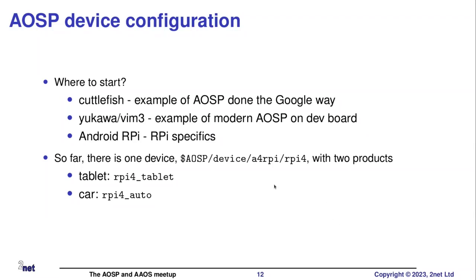So right now we have device A for RPi. This is Android for Raspberry Pi. I'm not hugely pleased with this, but that's what I ended up with. And if you look within there, there are currently 2 products. There's RPi for tablet and RPi for auto.